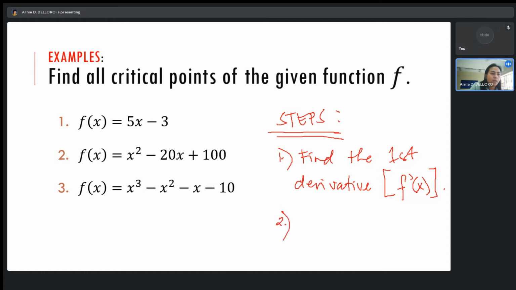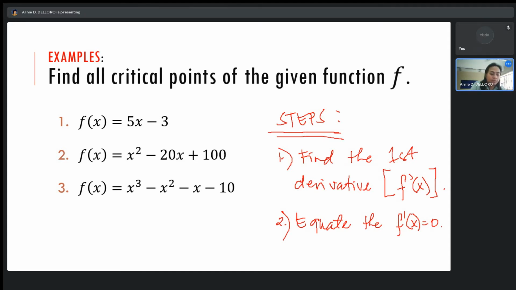Second step is to equate the first derivative to 0. Equate the first derivative to 0. Dalawa lang yung steps natin para ma-identify yung critical points ng isang function. Let's have first number 1.